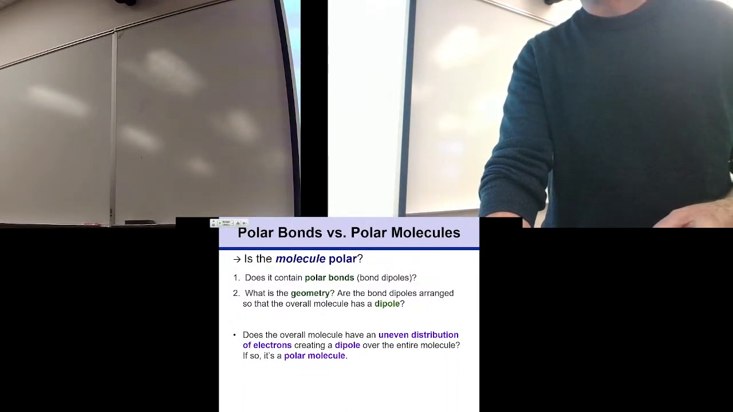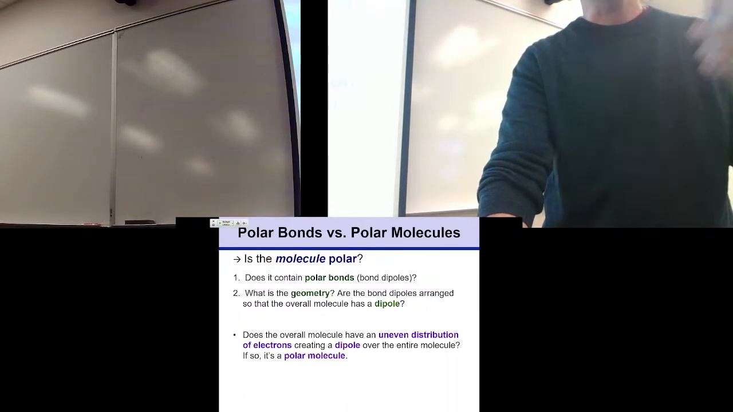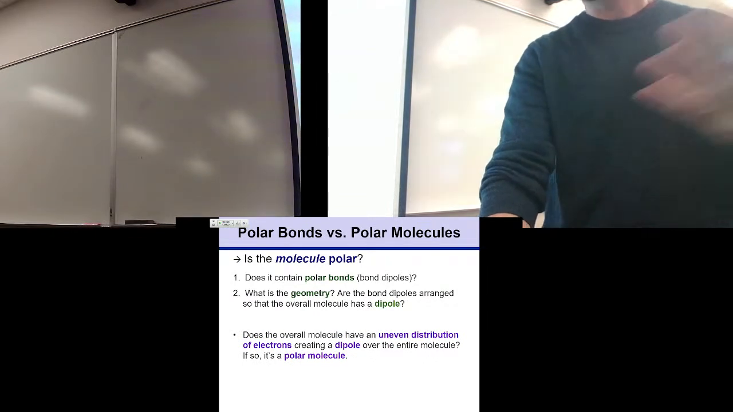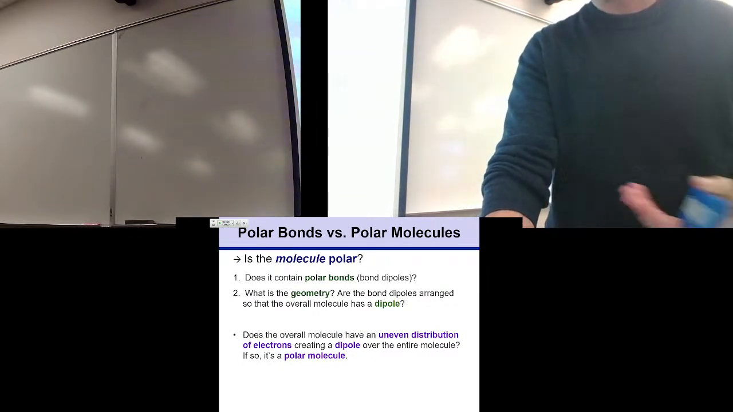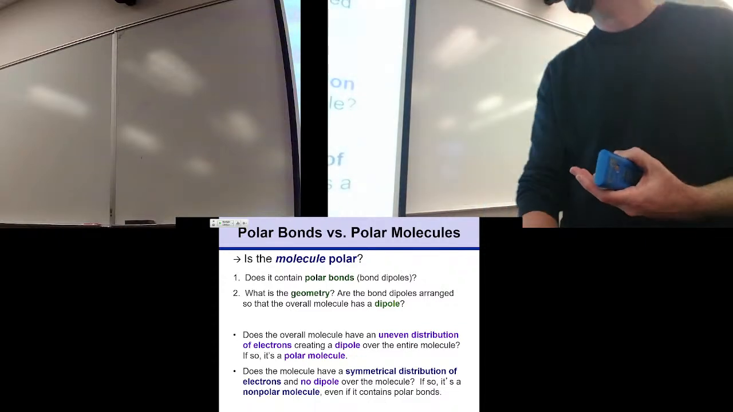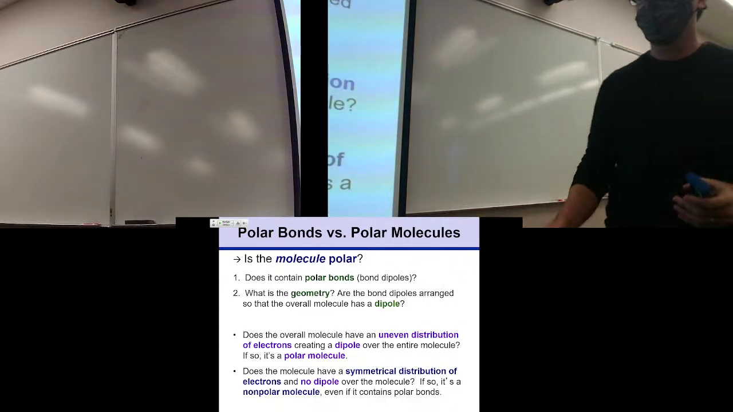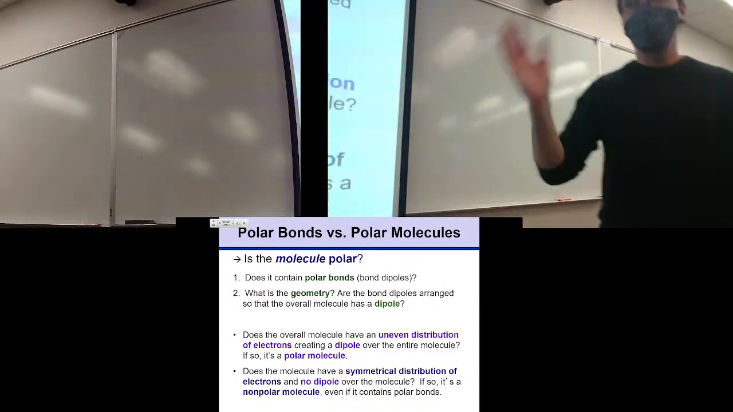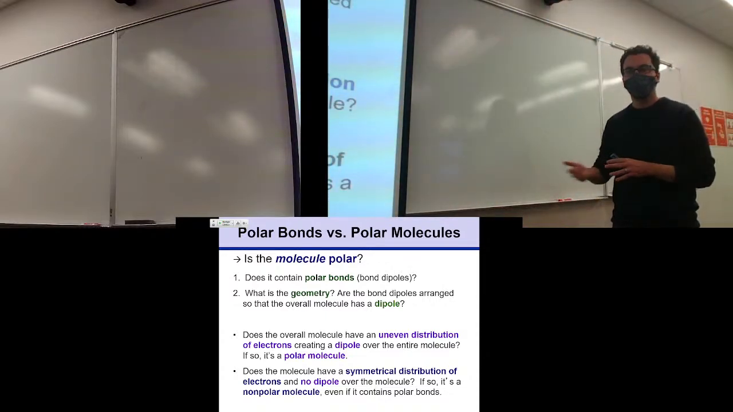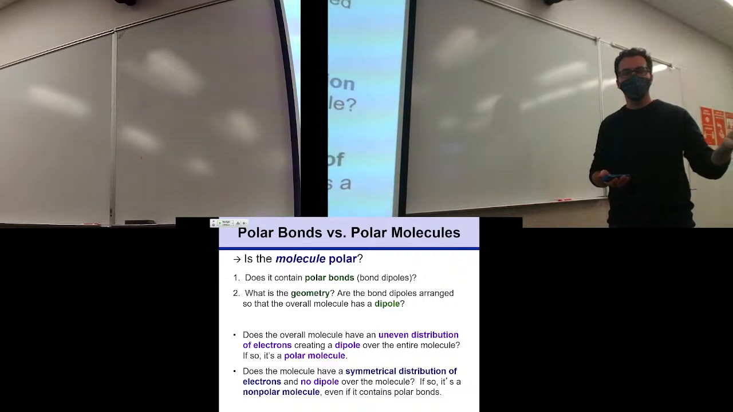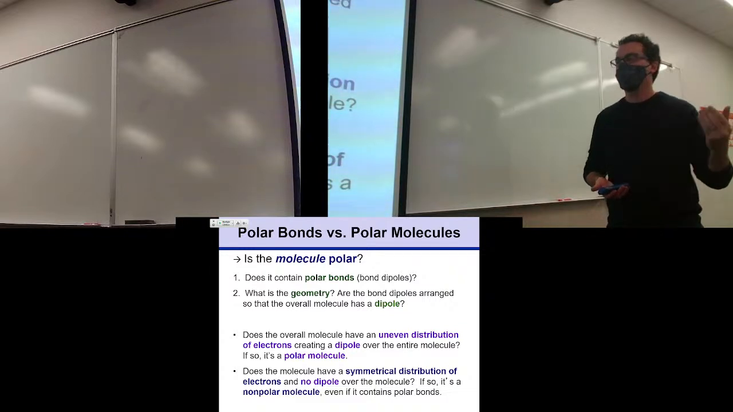To find out if a molecule is polar, you have to look at both the bonds, how many polar bonds are in there, and what the shape of the molecule is. If there's an uneven distribution of electrons, it's polar. If it's symmetrical, it's nonpolar. I gave you the shortcut way to find it: if the electron geometry and the molecular geometry are the same, and all of the outer atoms have the same electronegativity, it's nonpolar. If one of those two is not true, then it's polar.